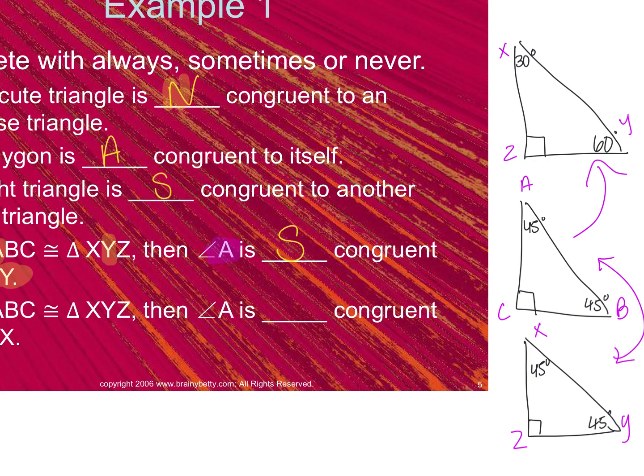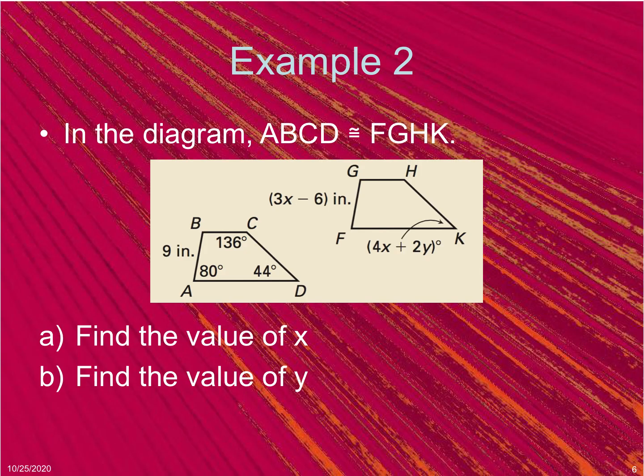Looking at the next one, if triangle ABC is congruent to triangle XYZ, then A is blank congruent to X. What would that one be? Always. That one would have to be always because it's the exact same position. A is first, X is first, and they're congruent. They're going to be the same measure. So again, it's like a matching game. All right, we should be able to use this example to find out the rest.